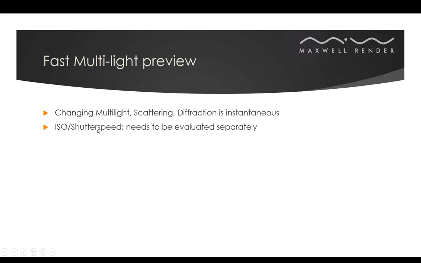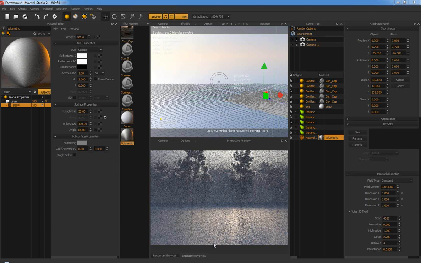However, if you change the ISO and shutter speed, these need to be evaluated separately. So there's a little lag if you change the ISO or shutter speed, but these things, the multi-light scattering, diffraction, that's instantaneous, and that's really cool. I want to show you an example here.